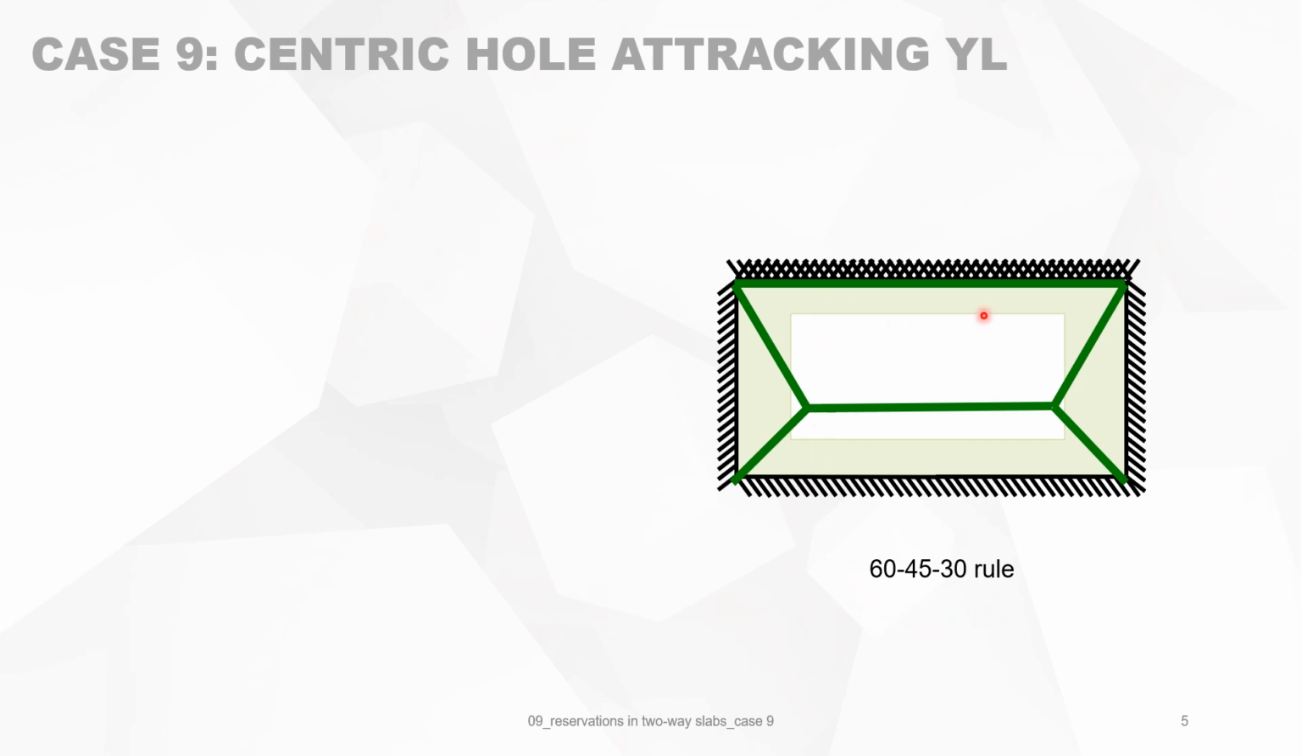When you have a central reservation like this in the slab, you will see that the yield lines are very strange. This in the middle disappears because it's a cut, the slab has a reservation, and then the yield lines will go like that. This is not a yield line which is realistic.